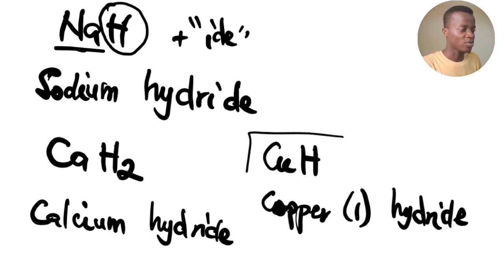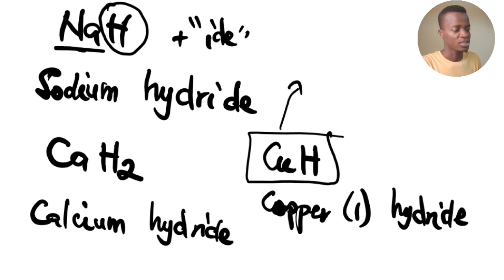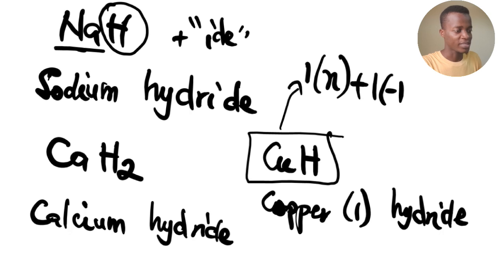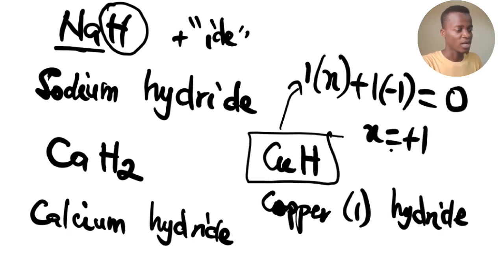Okay, so here you calculate the oxidation number, right? So you take hydrogen as -1 in this case. So this is 1 times X plus 1 times -1 of the hydrogen equals 0. Then X is equal to +1. That's why we have copper(I) hydride here.